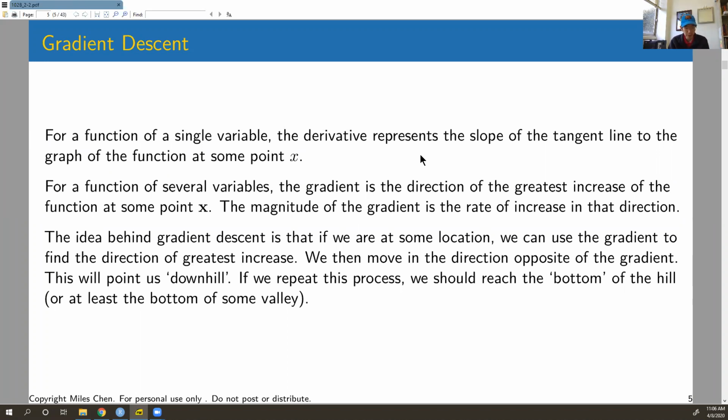Just to go back, the derivative represents the slope of a tangent line, and the gradient is a multidimensional analog to the derivative. The gradient represents the direction of the greatest increase of the function. And the magnitude of the gradient is the rate of increase there.